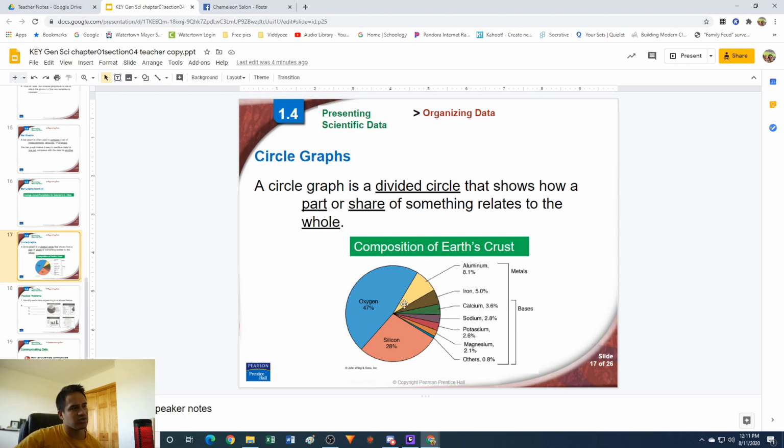The problem with circle graphs is that they're a lot more challenging to make by hand. You kind of want to make them in a program on a computer. But again, they're really only good when you're trying to see how something affects a whole.